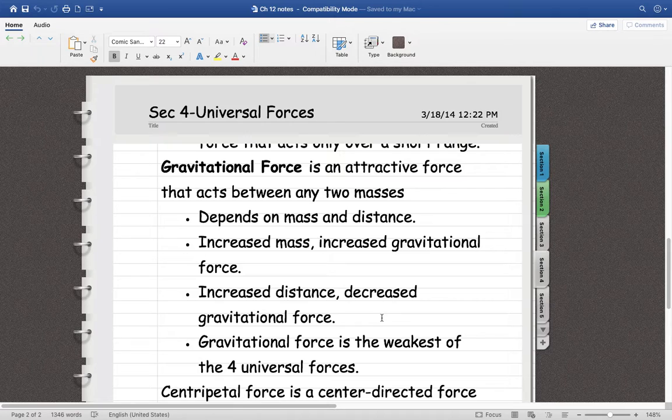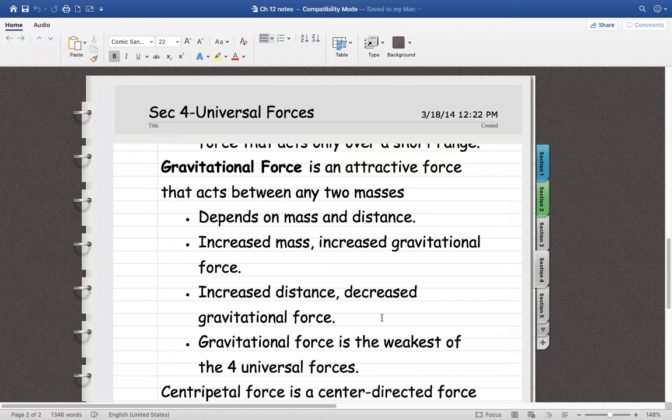Also, distance is a factor. If I increase the distance, it also decreases the gravitational force. If I were to move the moon away from the Earth, then you would have less gravitational force. But if I were to bring it closer, I would have increased gravitational force.